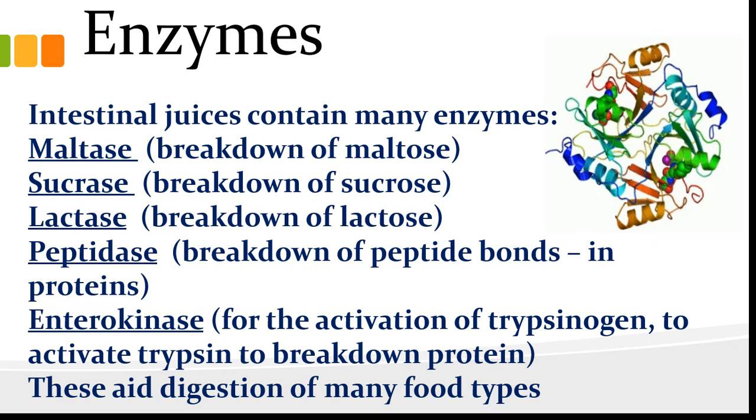That breaks down maltose, which is a type of sugar. Sucrase, breaking down sucrose, which is the most common type of sugar, the table sugar, the stuff you put into your iced tea. Lactase is breaking down lactose, which is the kind of sugar found in milk products, other dairy products. Peptidase, the breakdown of peptide bonds, in other words, breaking down proteins. Notice the pep again, remember having to do with the stomach. Enterokinase, it activates trypsinogen, which activates trypsin to break down a protein. Okay, so these are all ways of breaking down protein.